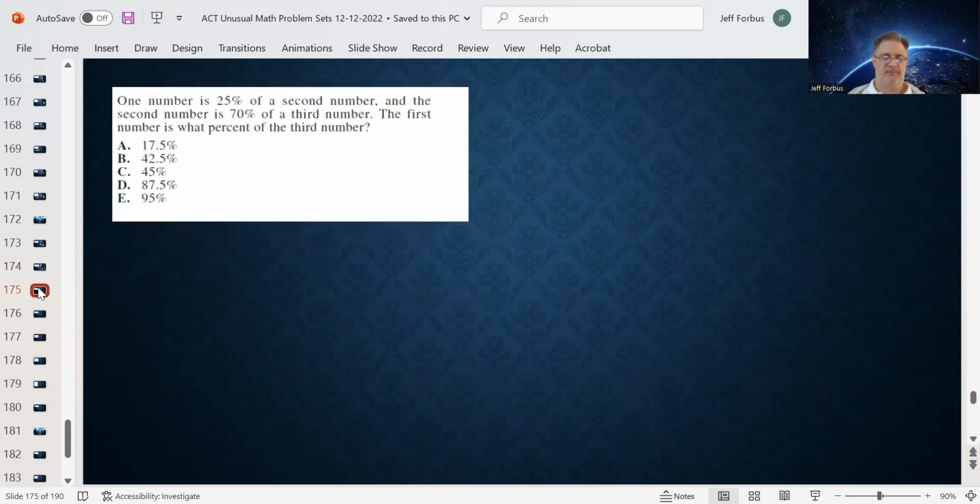All right, so this is a pretty interesting question. Got to take this one step at a time. One number is 25% of a second number. So I'm going to try to make this as clear as possible. I'm going to start underneath the question. So first, one number is 25% of the second number. So the second number times 0.25 gives us that one number.